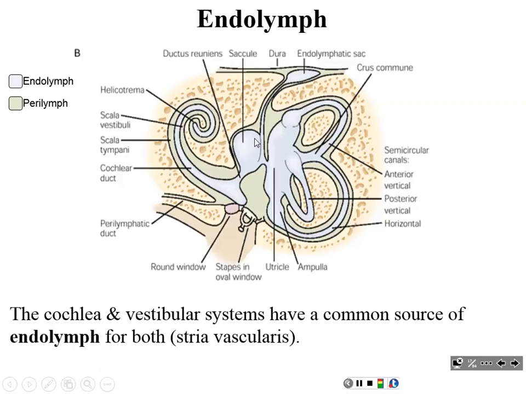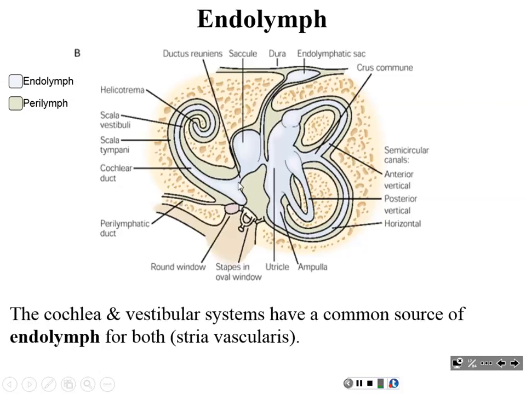And here is the saccule, here is the utricle, here are the semicircular canals. All of them painted with the same color, meaning all of them are filled with the same content, which is endolymph. And all of them surrounded by perilymph. There is also an endolymphatic sac and an endolymphatic duct and a perilymphatic duct that regulate the contents of the endolymph and perilymph and are also somehow involved in immune responses.